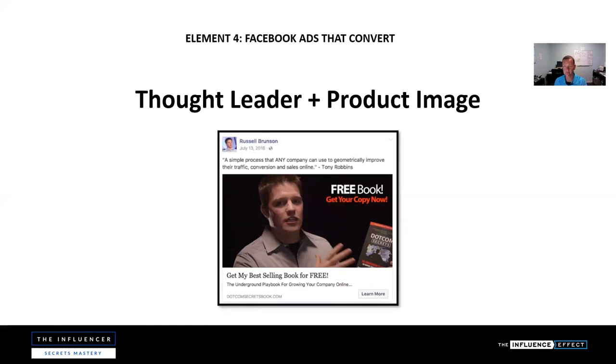And so he's the leader of the movement. He's got his book in hand, free book, get your copy now and get my best-selling book for free. So he keeps saying free, free, free. He's even got a testimonial and endorsement from Tony Robbins up top. So that's his copy. So super, super easy, simple ad right here, but highly effective. I don't know the numbers on it, but I'm sure this ad was highly, highly effective.